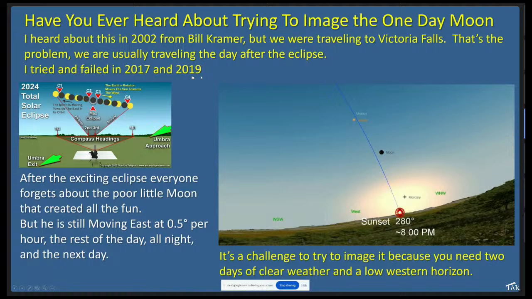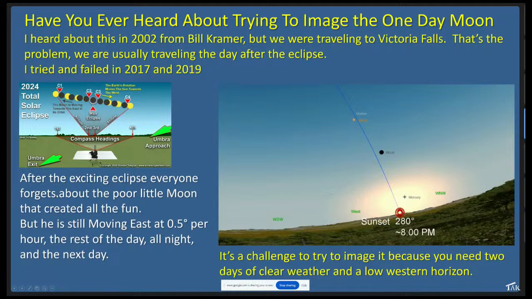And in 2019, I was in an airport in Argentina. And this is what it's kind of all about. During the eclipse, the moon is moving from west to east. And after the eclipse, it moves off of the sun and everybody forgets about it. They're really excited about the eclipse. It's over. The moon has helped us enjoy the day. But that poor little moon that created all the fun, he's still moving to the east at 0.5 degrees per hour the rest of that day, all night long, and the rest of the next day.